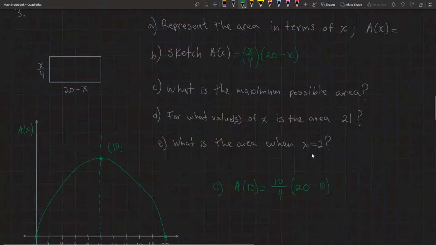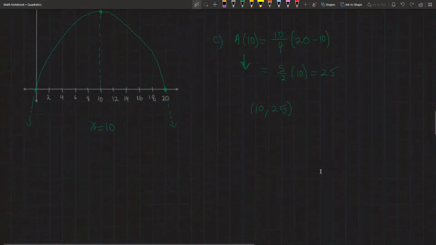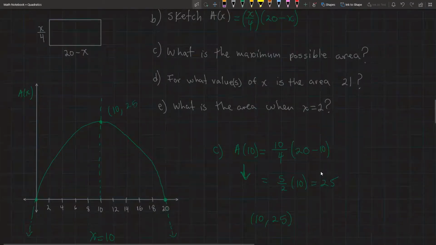20 minus 10. So you simplify at your own pace. It's really 5/2 times 10. And that should simplify to 25. Check your own work. And that means that we have the point 10 comma 25. So 25 is the maximum area, and it happens when x is 10.